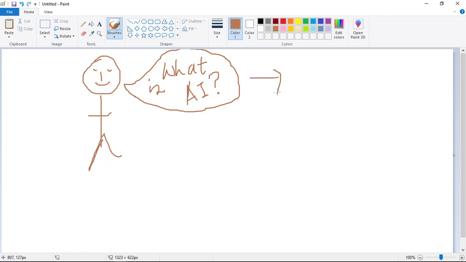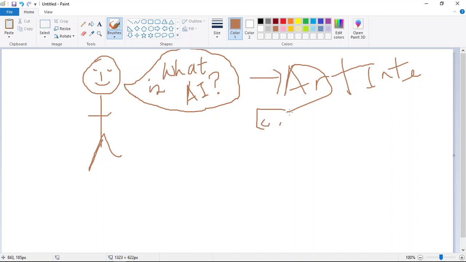AI initially comes from artificial plus intelligence. What does it mean by artificial, and what does it mean by intelligence? Artificial is things that are made by humans. For instance, the computer that I'm currently using, the phone, the car, and so on. Everything that is made by humans is called artificial.